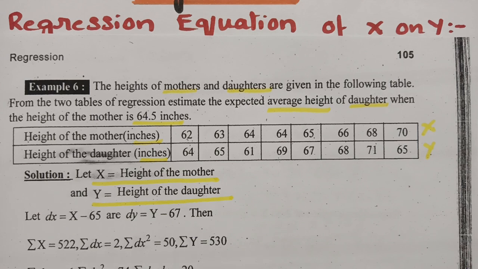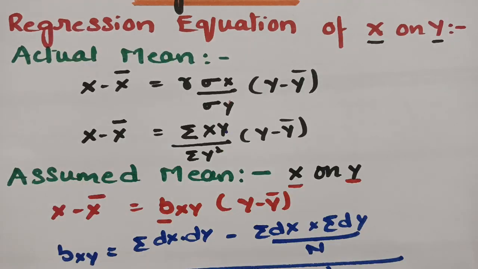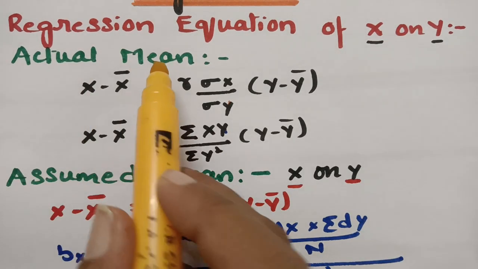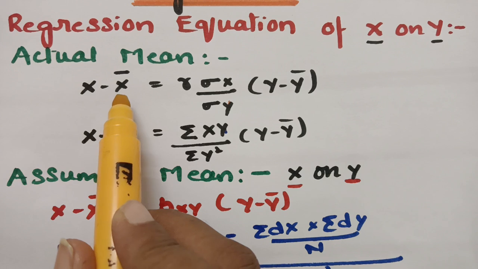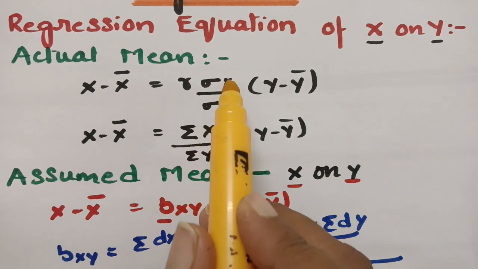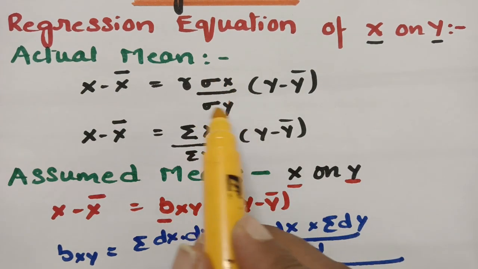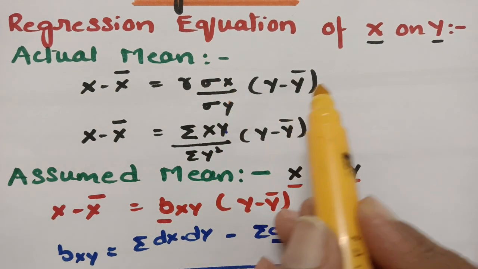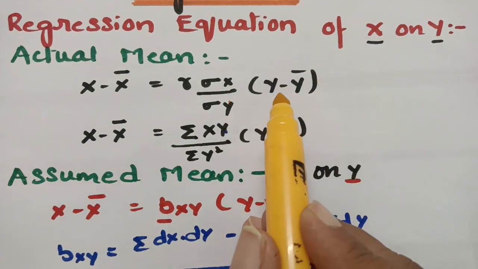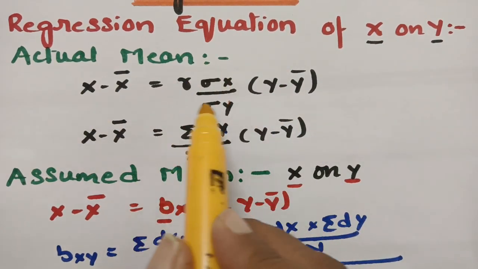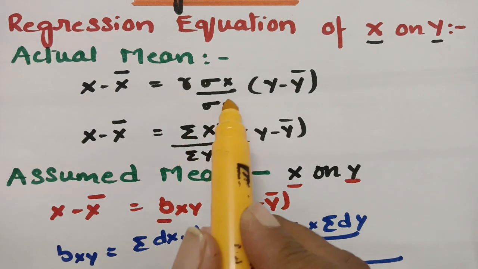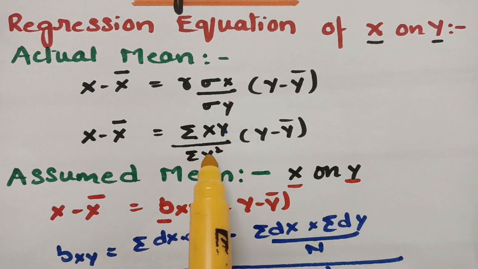So before going into this, let me recall all the equations here, the regression equations of x on y and y on x. When it is an actual mean, we have to start with x, that is, x minus x bar equals r into sigma x by sigma y into y minus y bar. So this is x on y. We have to start with x and end up with y. Or else this can be written as sigma xy by, in the denominator there is y, sigma y square. So this is for the actual mean.